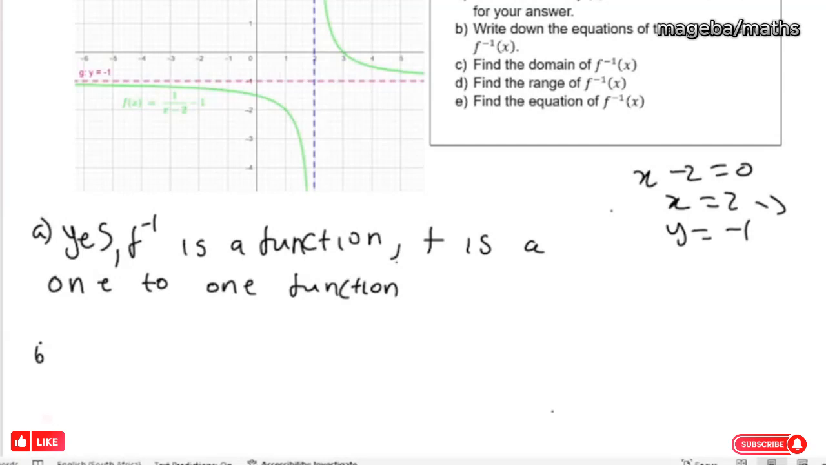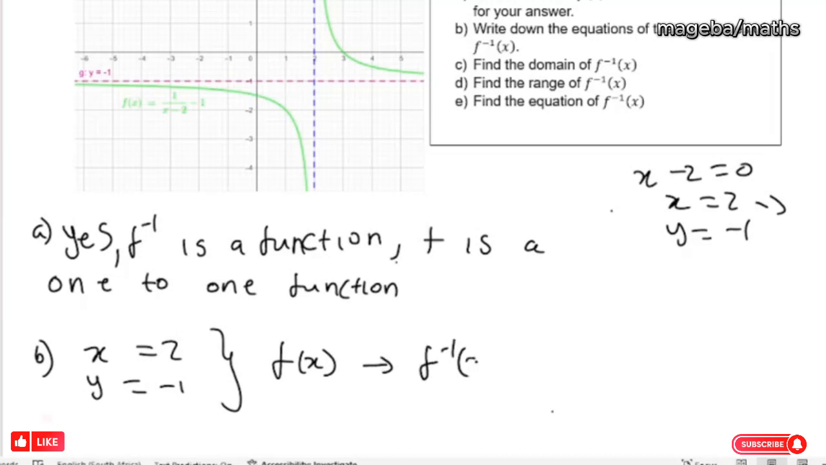Now B: write down the equation of the asymptote of the f inverse. Remember, I've already written the asymptotes, which are x equals 2 and y equals negative 1. Remember, these are the asymptotes of f. They are not the asymptotes of the inverse. This is a function of f of x. Now writing the asymptotes of f inverse is very important here.